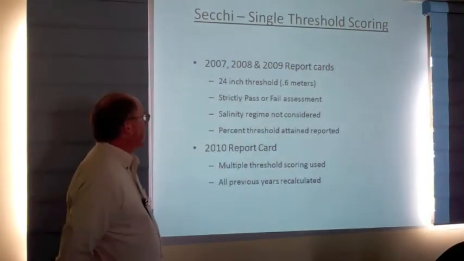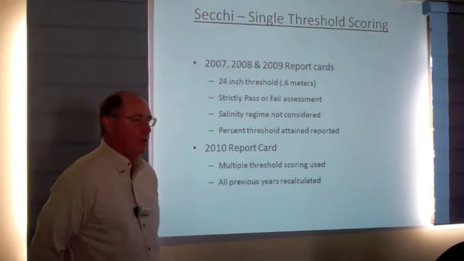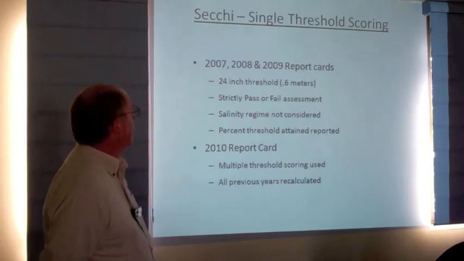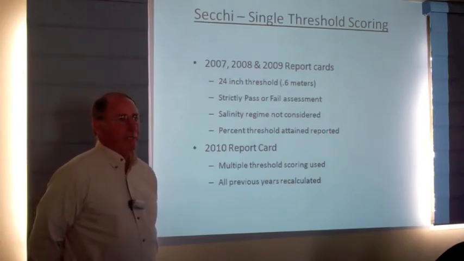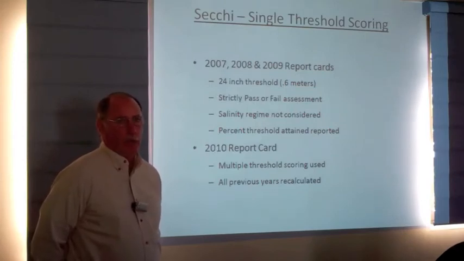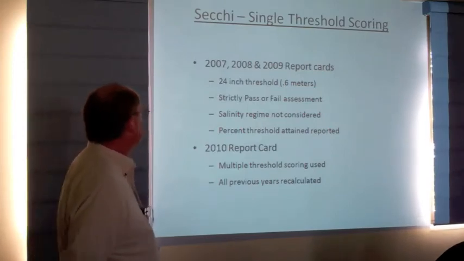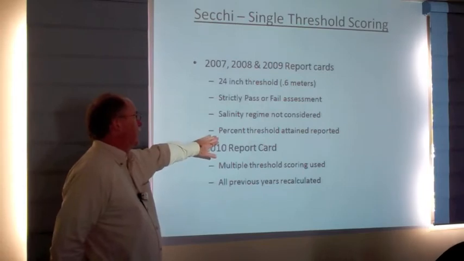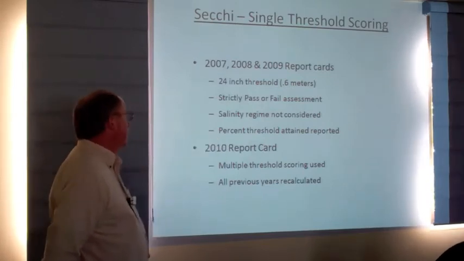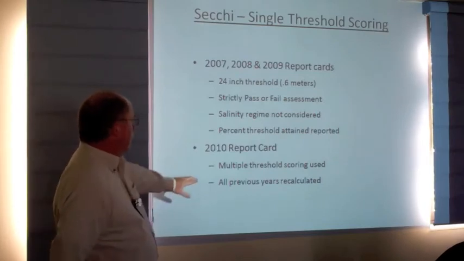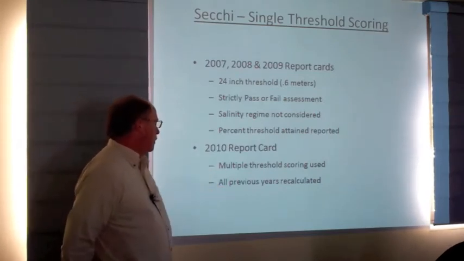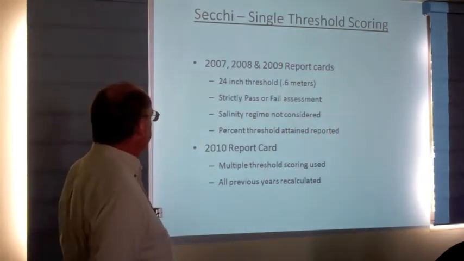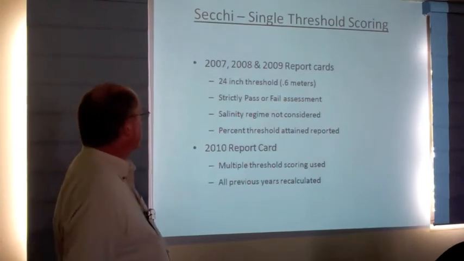In the 2007, 2008, and 2009 report cards, a 24-inch threshold was used across all salinity regimes, strictly a pass or fail assessment. It really didn't give a clear picture of the actual condition of the water. Salinity regime was not considered, and it was just the percent threshold attained that was reported. On the 2010 report card, we used the multiple threshold scoring. All previous years were calculated so that we could compare 2009 to 2010.